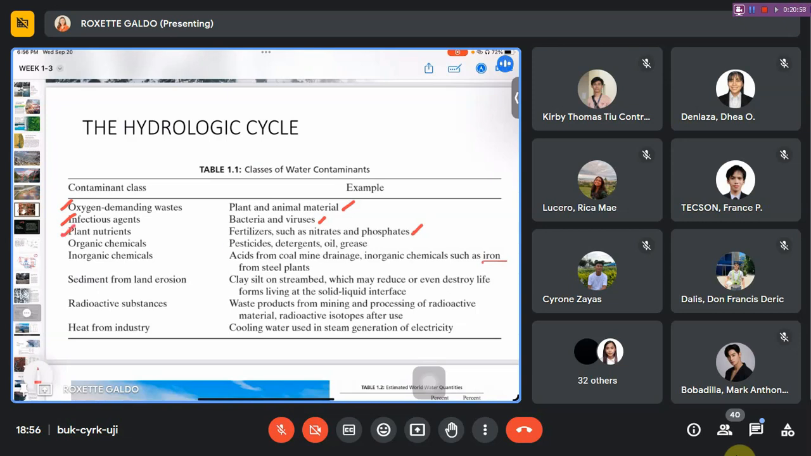Also, pesticides. Iron from steel plants, clay silt, and waste products, and also heat from the industry. So these are the different types of contaminants that will affect the quality of the water. Okay.